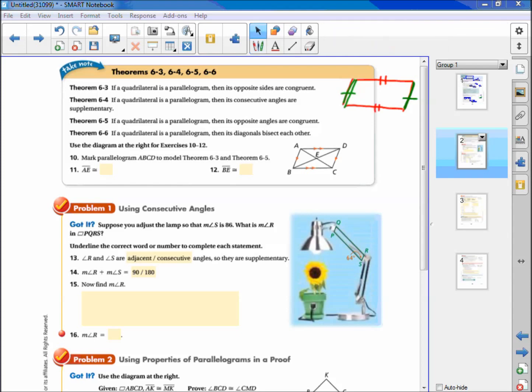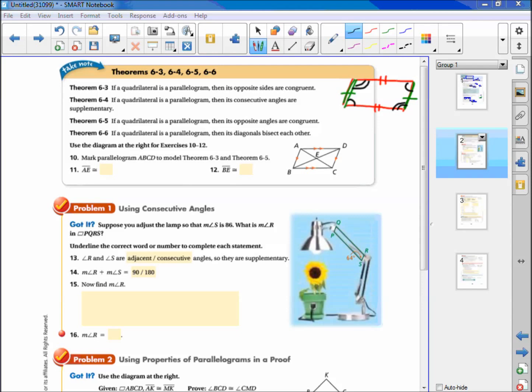Our second theorem says if a quadrilateral is a parallelogram, then its consecutive angles are supplementary. So the bottom left angle should be supplementary with the bottom right. And the bottom left angle should also be supplementary with the top left one. Okay, and so forth. All right, so if a quadrilateral is a parallelogram, then its opposite angles are congruent. So that means I can put these marks in here. And let's see if that makes sense.